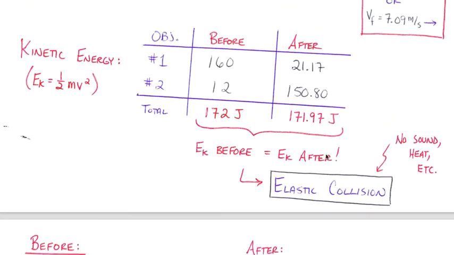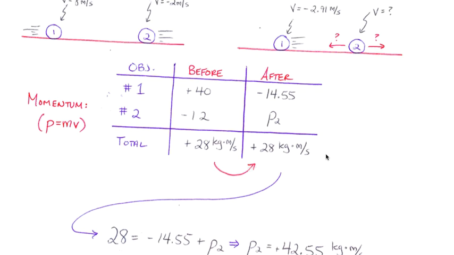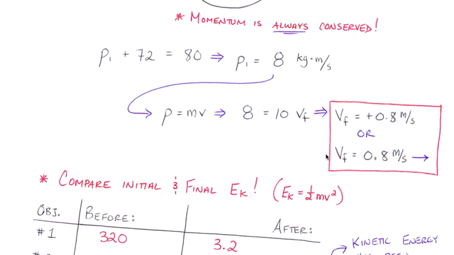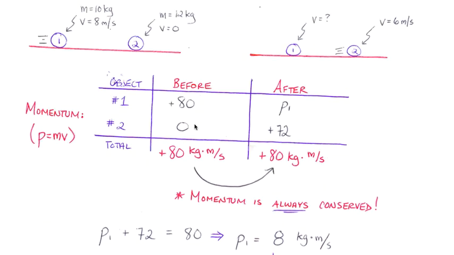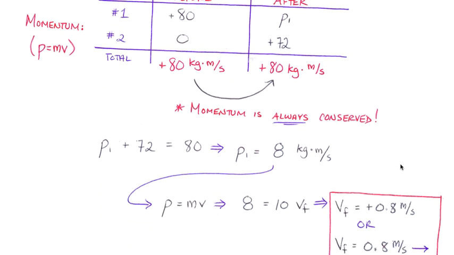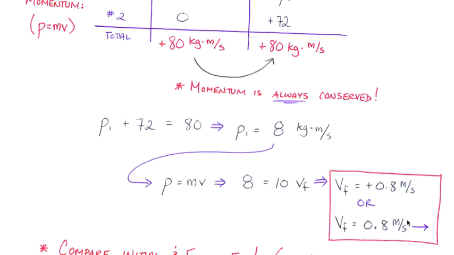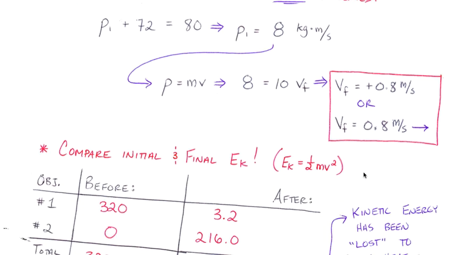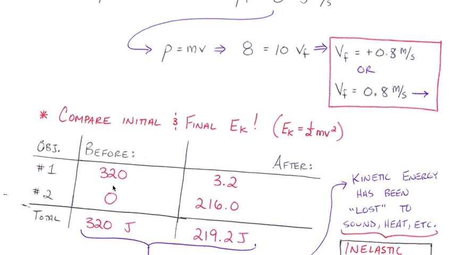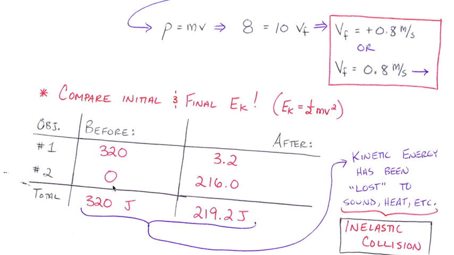All right, so this is a method that can be used for any situation whatsoever. And all you have to do is calculate your momentum before, your momentum afterwards. And that's always going to allow you to figure out typically the final velocity of one of the objects. And don't forget, you always need to check your kinetic energy afterwards to determine whether or not you're dealing with an elastic or inelastic collision.